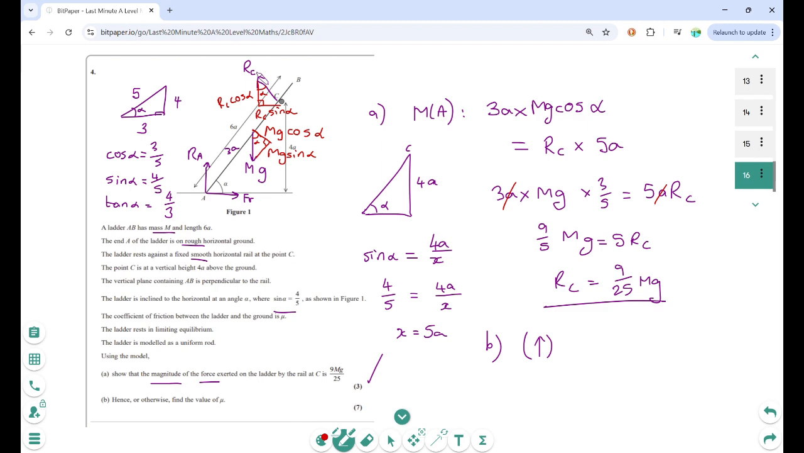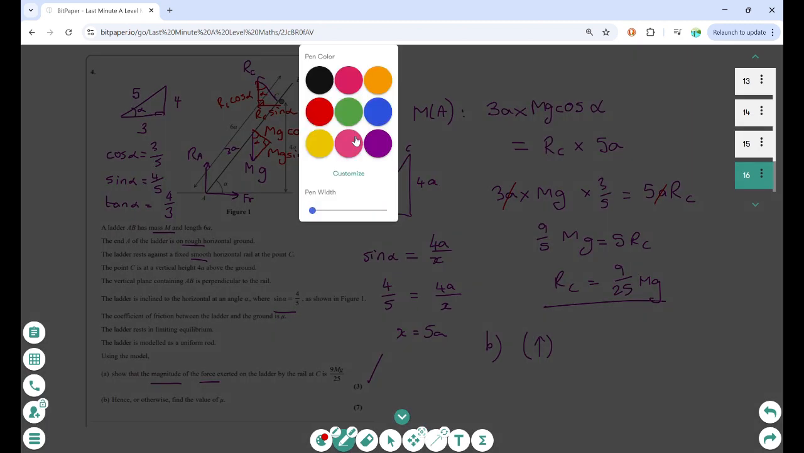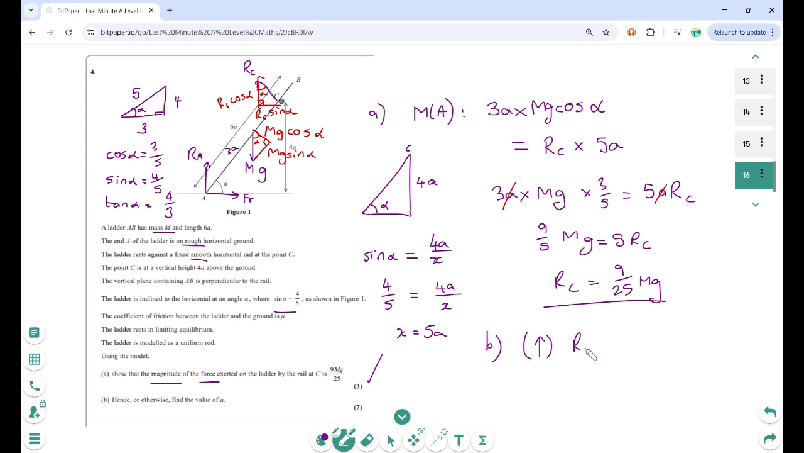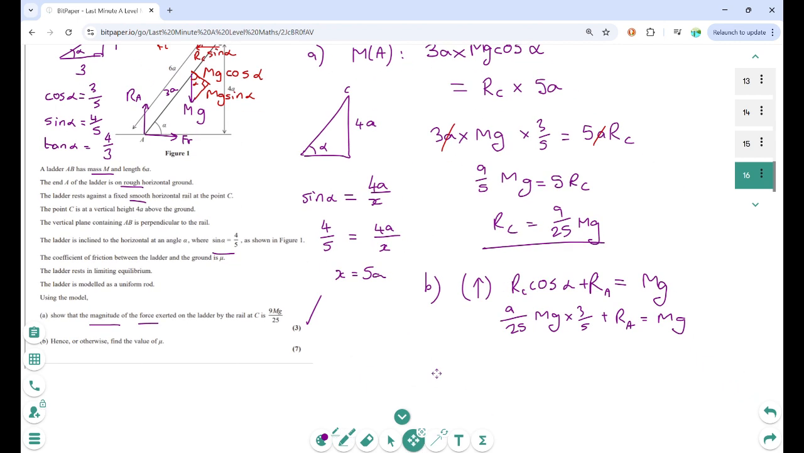So when we're doing our up forces, we've got this going up, this going to the left. So that means that RC cos alpha plus another upwards force RA is equal to our downwards forces, which is just mg. That's the only downward force. Let's simplify here because we know RC and we know cos alpha, so let's plug them in. 9/25 mg times 3/5, plus RA, which we don't know, equals mg.